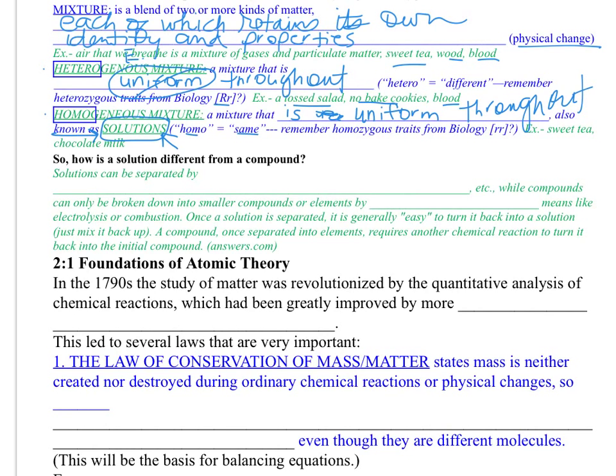Again, homo means the same, and remember homozygous traits from biology, just to try to link back to where you've heard that prefix. Some examples are sweet tea, chocolate milk, even salt water. Salt water is a good one. Anything that you take something and you mix it up and it's going to be dissolved, basically, is going to be a homogeneous mixture or solution. So if you take a drink of that salt water from the top, it's probably going to taste pretty salty. And you take a drink from the bottom, it's probably going to taste pretty salty because it is a uniform solution where the little salt particles have disassociated and spread uniformly throughout the water.